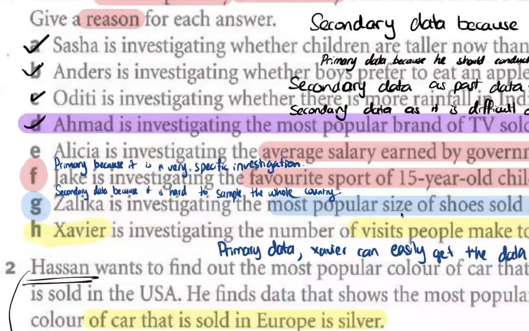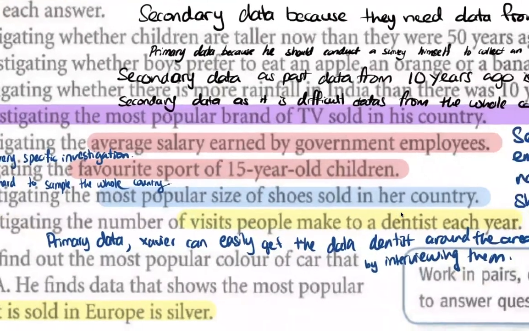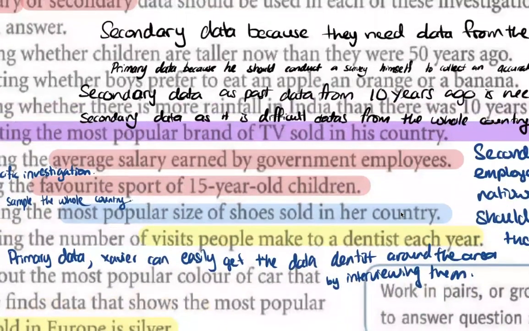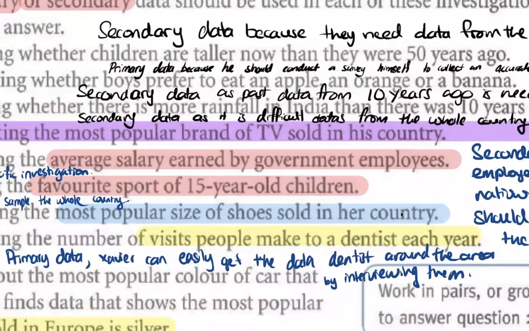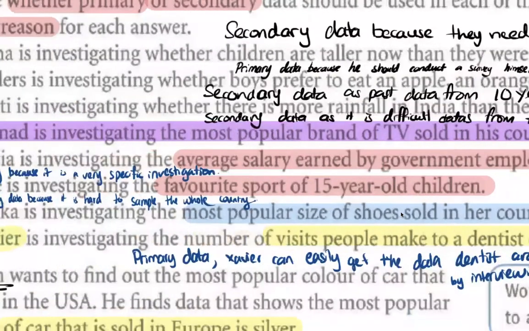Then Arfan is investigating the most popular brand of TV sold in his country. Okay, this is quite a big scale. You can use primary data collection, but it will take a very long period of time. For example, if this country is very big, then it's quite impossible to go to every single state to check what is their favorite or the most popular brand of TV. So this is secondary data.